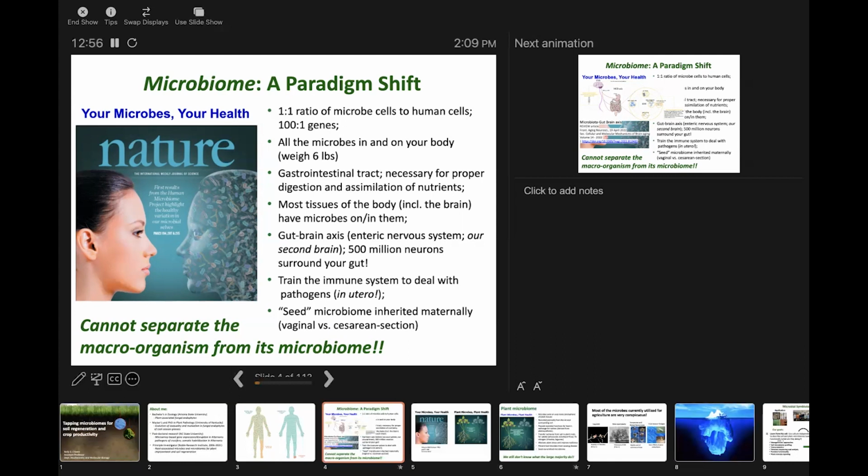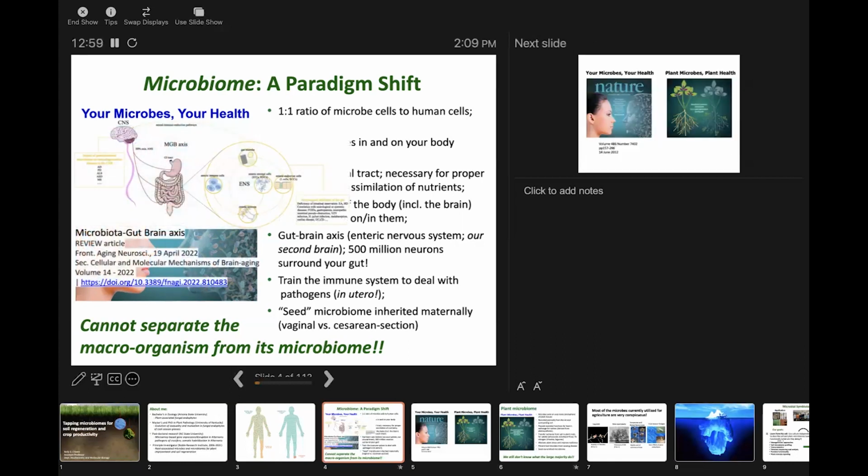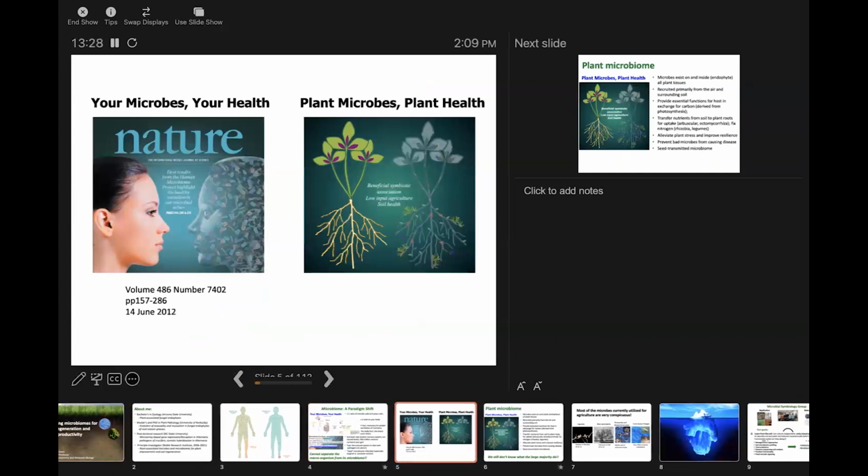Okay. All right. So what I'm talking about is a paradigm shift. You cannot separate the macroorganism from its microbiome. I would go so far as to say the future of medicine will be twofold: your genome, personalized medicine, and your microbiome. Those two will go hand in hand. Your genome is the microbiome plus your human part. All right. So my whole program is based on the premise that similar things occur in plants.